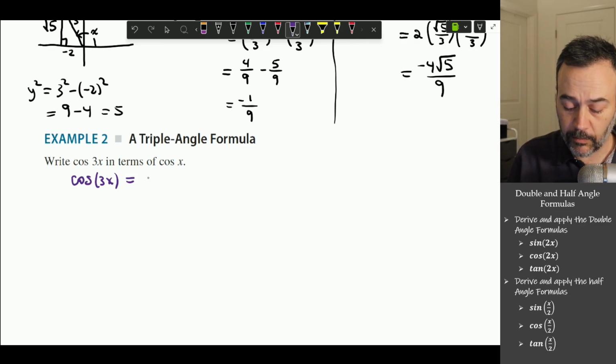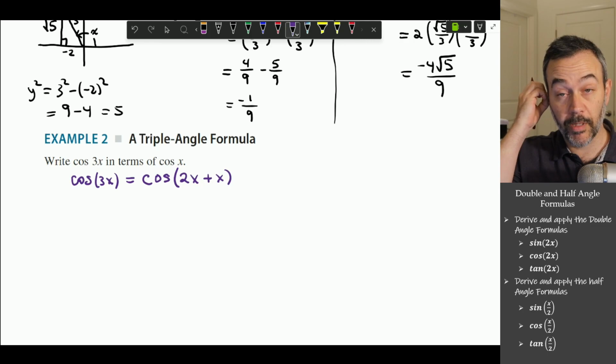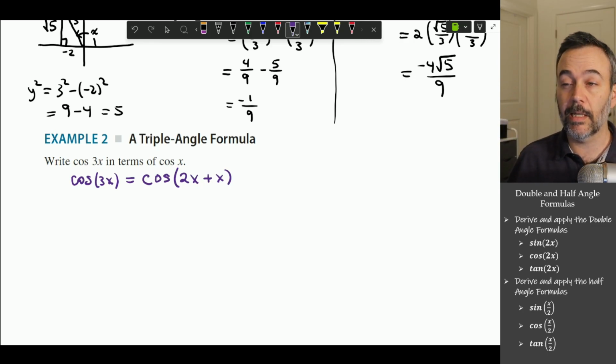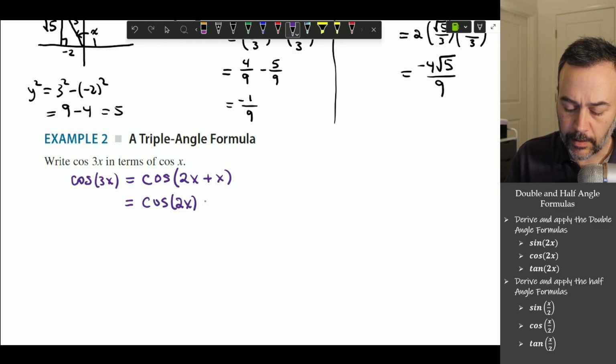So how can we start with this? Well, we do the same trick we were doing earlier, which is to break up the 3x into two things that are helpful to us, and then we'll use the sum formula because we know the cosine of the sum of two angles. So I'm going to write it as cosine of 2x plus x. We'll use the cosine sum formula, which is cosine of the first one times cosine of the second one minus sine of the first one times sine of the second one.